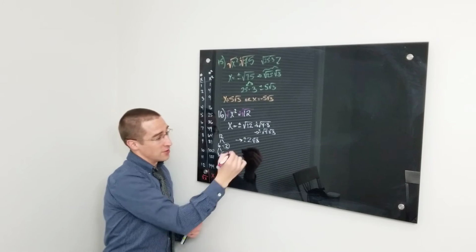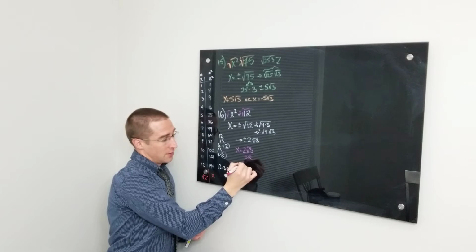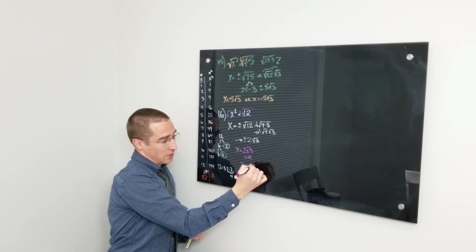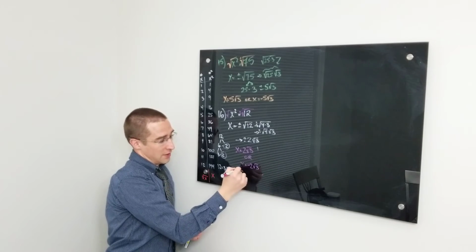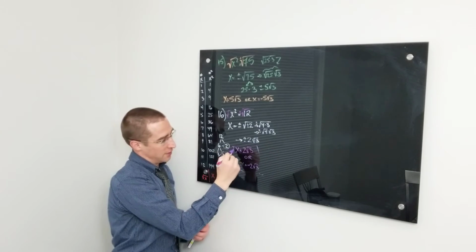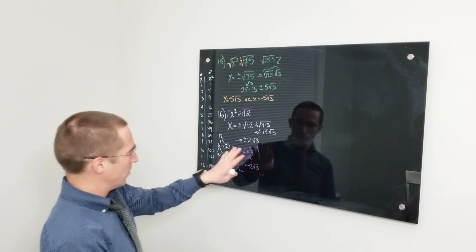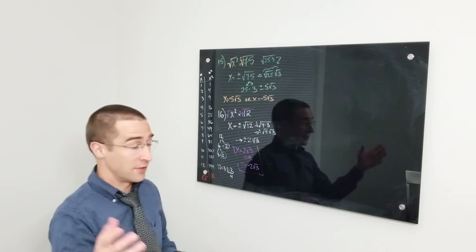And then the answers are x equals 2 square roots of 3, or x equals negative 2 square roots of 3. Sorry for the squeakiness. Yikes. Okay, I won't use this pen anymore. Sorry about that. So, x equals 2 square roots of 3, or x equals negative 2 square roots of 3.